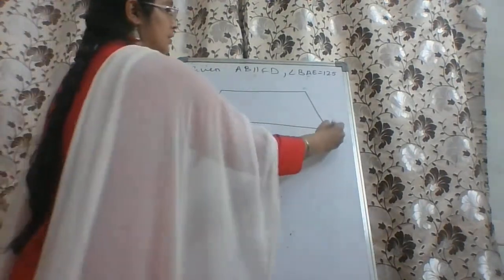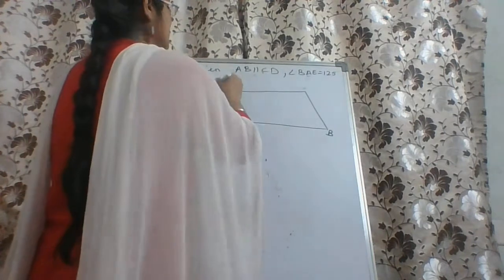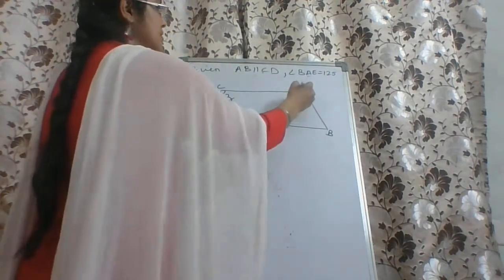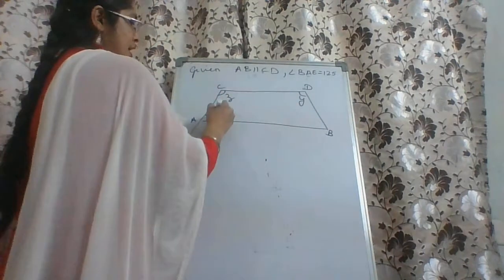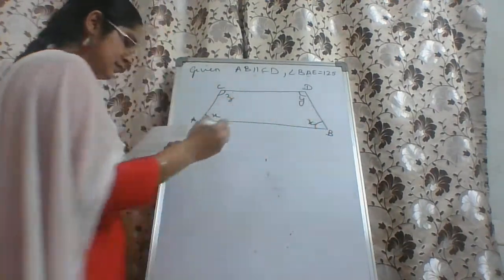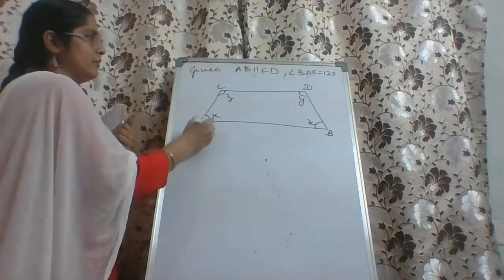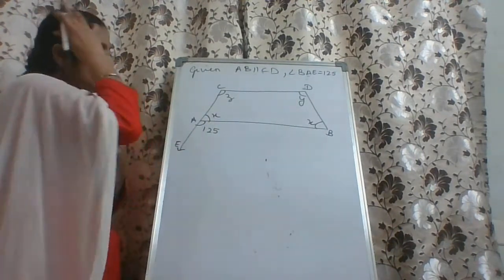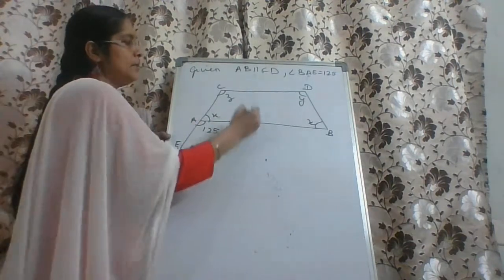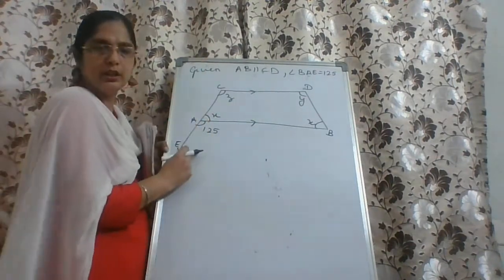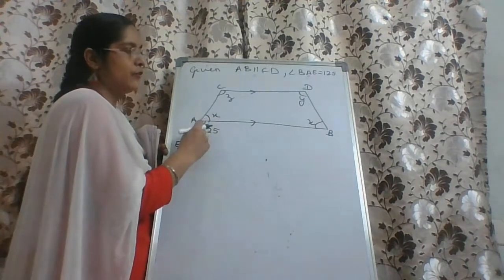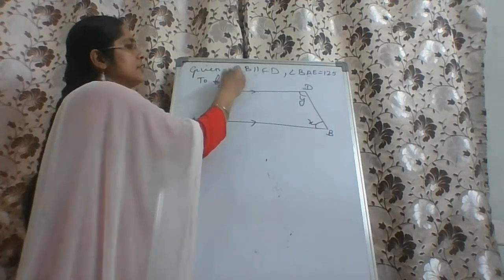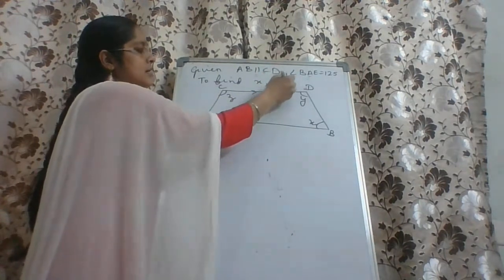AB parallel to CD. This is Z. This is Y. X. X. This is 125 and this is E. Now, if AB is parallel to CD, then we have to find X, Y and Z.